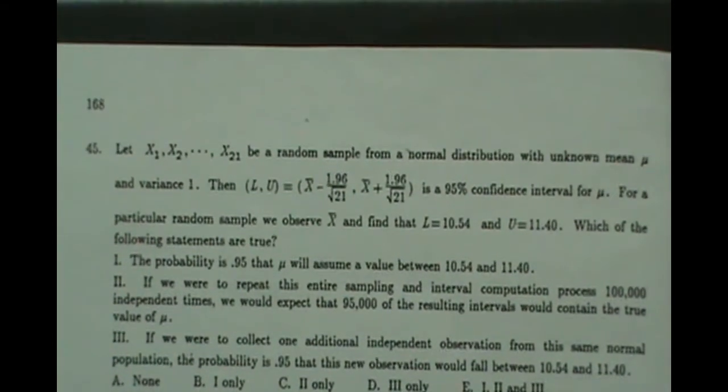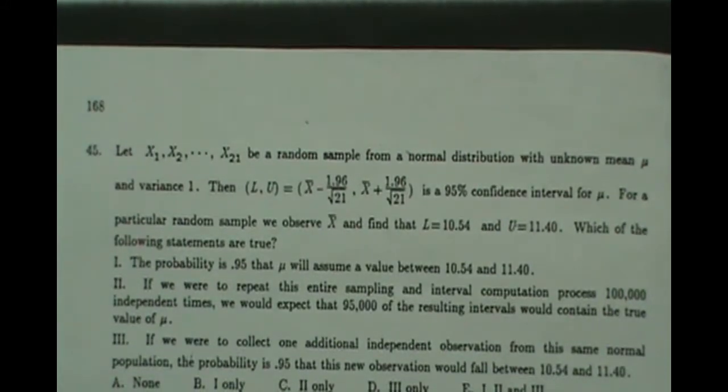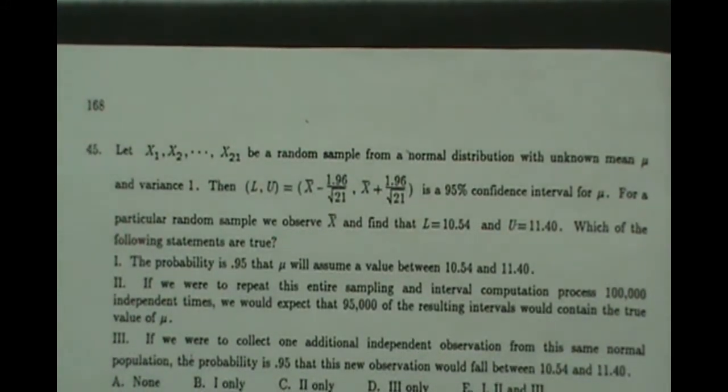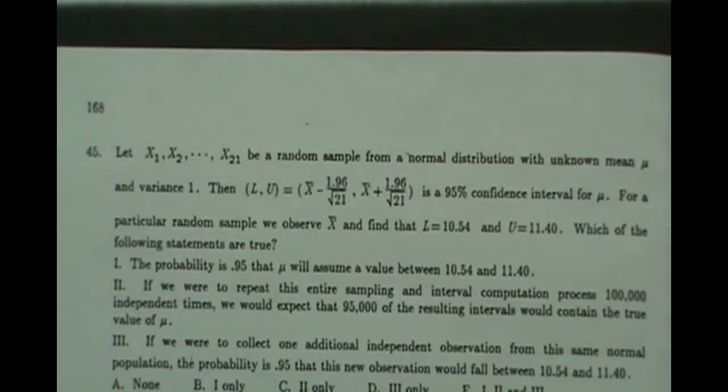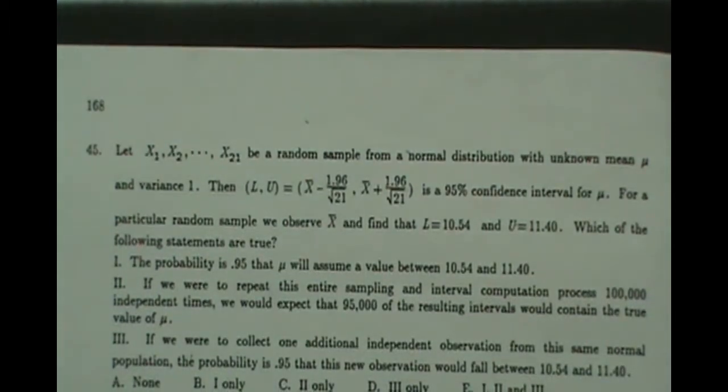Number 45. Let X1 through X21 be a random sample from a normal distribution with unknown mean mu and variance 1. Then (L, U) is a 95% confidence interval for mu. For a particular random sample, we observe x bar and find that L is equal to 10.54 and U is equal to 11.4. Which of the following statements are true?